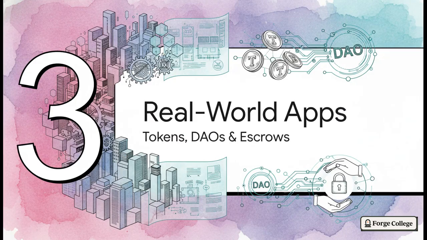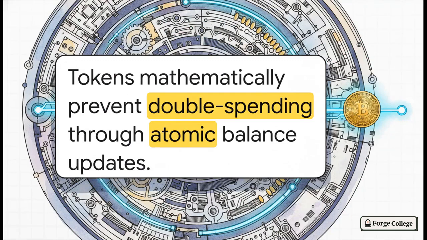All right, Section 3, real-world Web3 applications. Let's see what we can actually build with this stuff. Our first core application model is the token. Now, think of a token contract as an unbreakable digital spreadsheet. The code mathematically guarantees you can never, ever spend the same coin twice. It strictly enforces what we call invariance. That's just a fancy engineering term for a rule that absolutely cannot be broken.